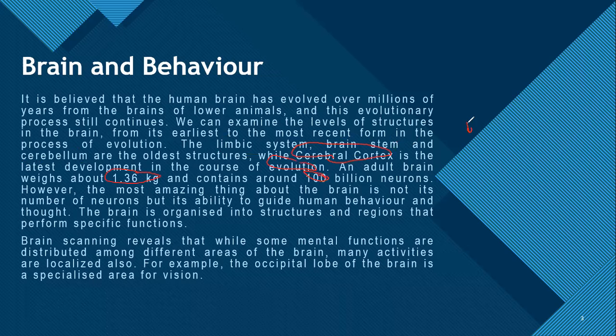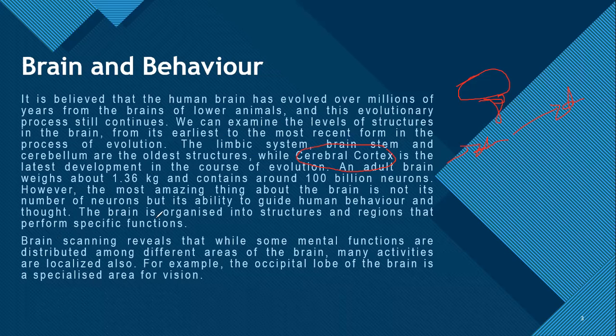However, the most amazing thing about the brain is not its number of neurons, but its ability to guide human behavior. We keep discussing that human behavior is very complex, but what is making it complex? And what manages this complex behavior? It's still the brain. And what is the one which is very developed? The cerebral cortex, that differentiates human beings from other animals.